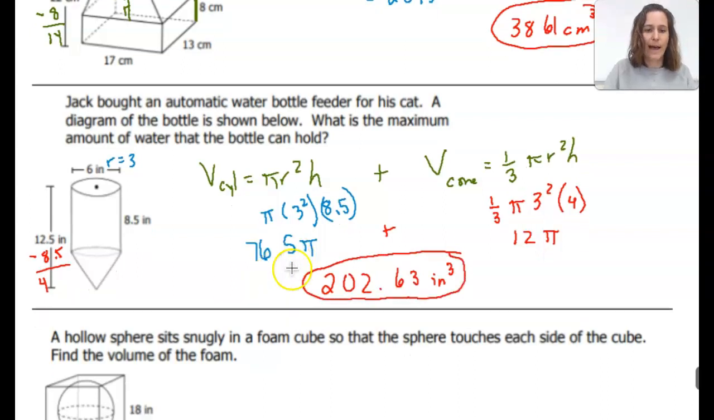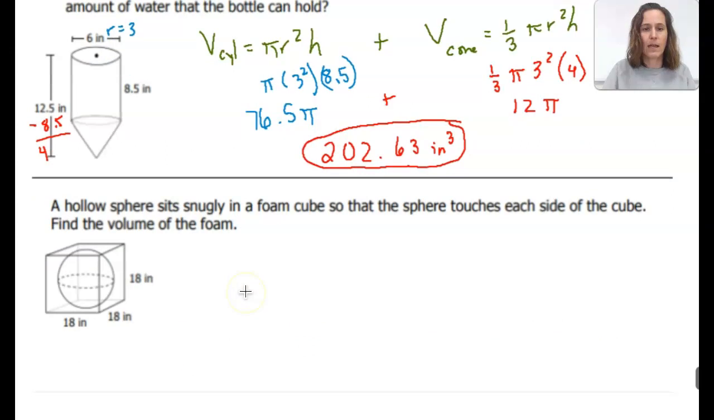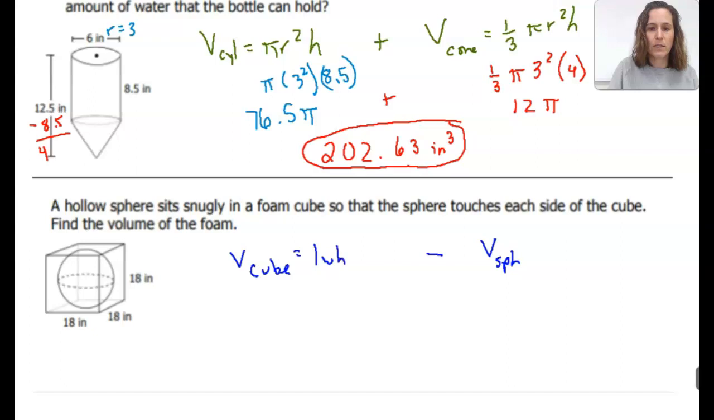Then finally, we have a hollow sphere inside a foam cube where the sphere touches each side of the cube, and we have to find the volume of the foam. In our case, same idea. We have to find the volume of the cube, and we have to subtract the volume of the sphere from it. So the volume of the cube would be length times width times height, but because they're all the same measurement, it's essentially one side cubed. So that would be 18 cubed, and that would be 5,832.